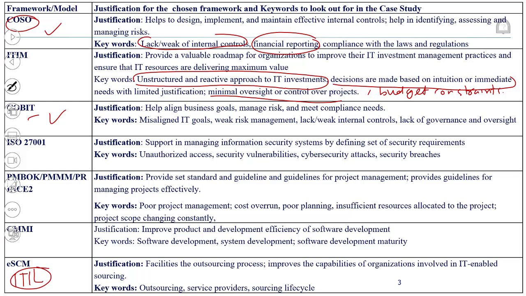COBIT is very similar to COSO, as I said earlier on. What do you look out for? Things like misaligned IT goals, weak risk management. If you see them in your case study, then you should definitely be thinking about COBIT. Lack of internal controls, look at that. Lack of internal controls is also there in COSO. As I said, in most cases you may confuse the two of them, but it's not actually confusion. It works.